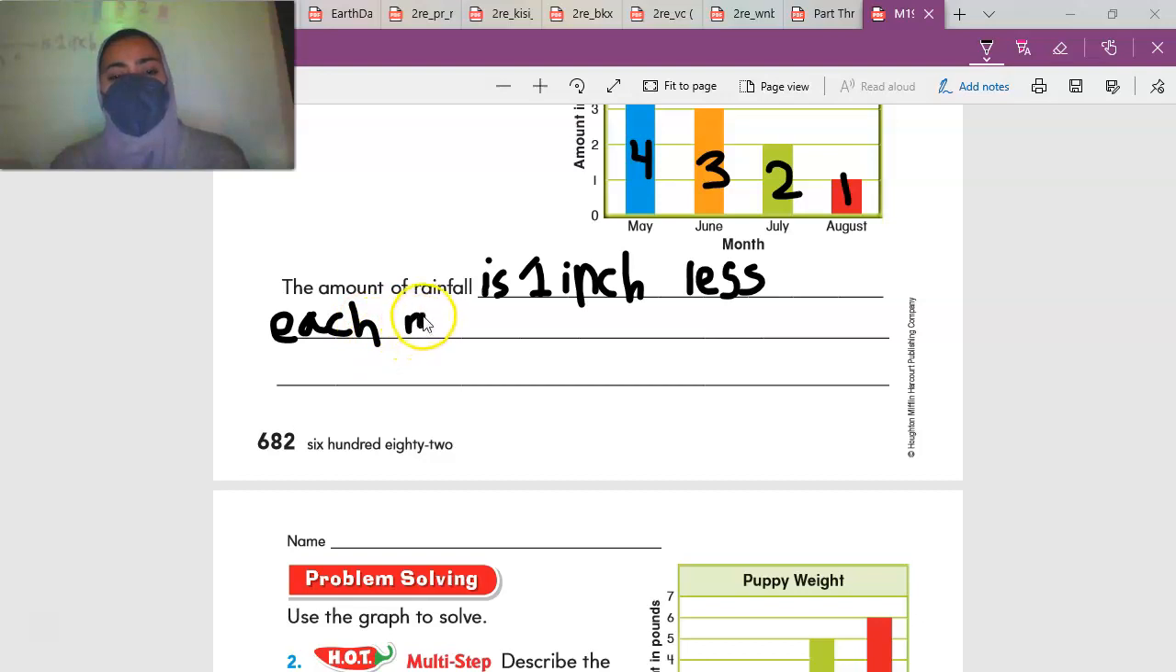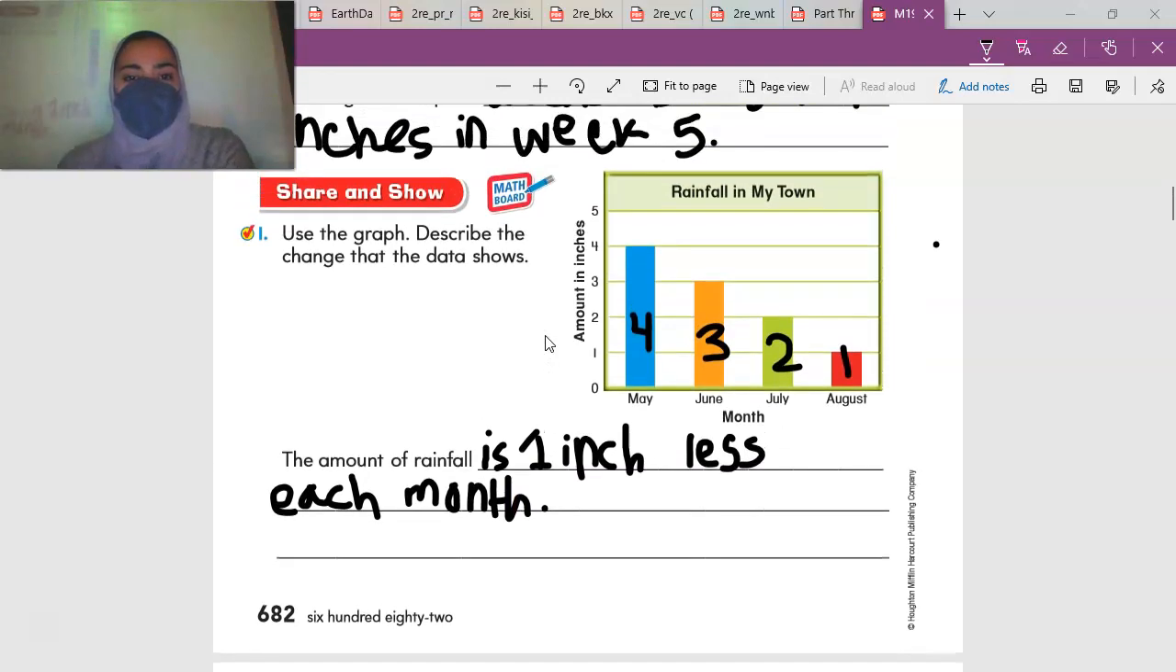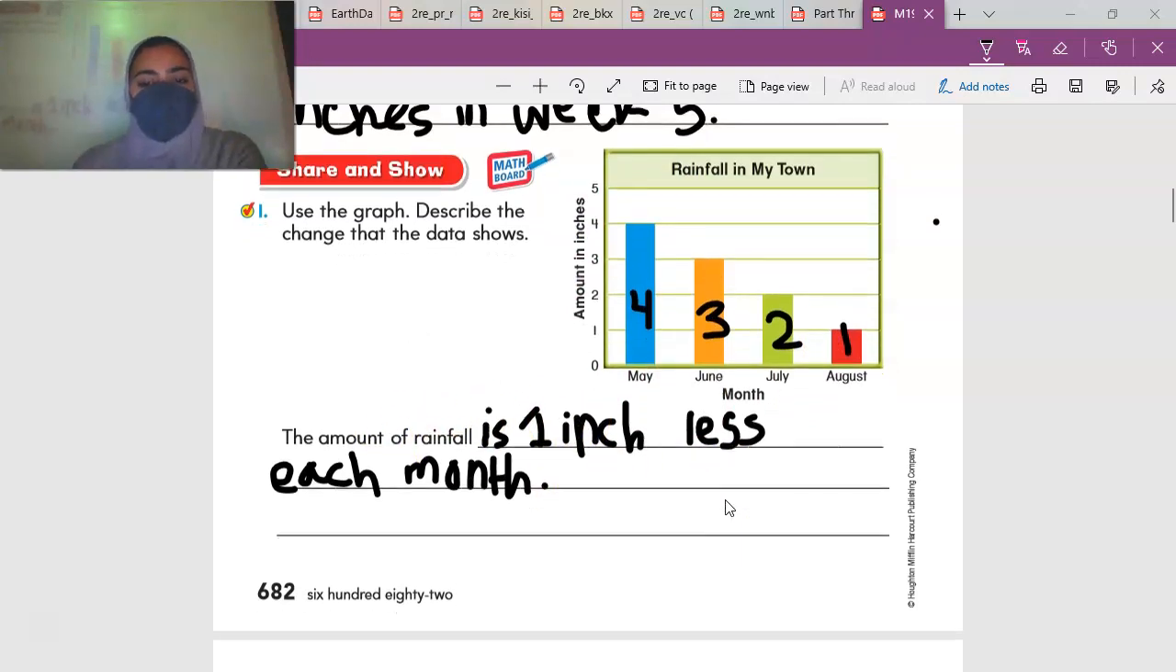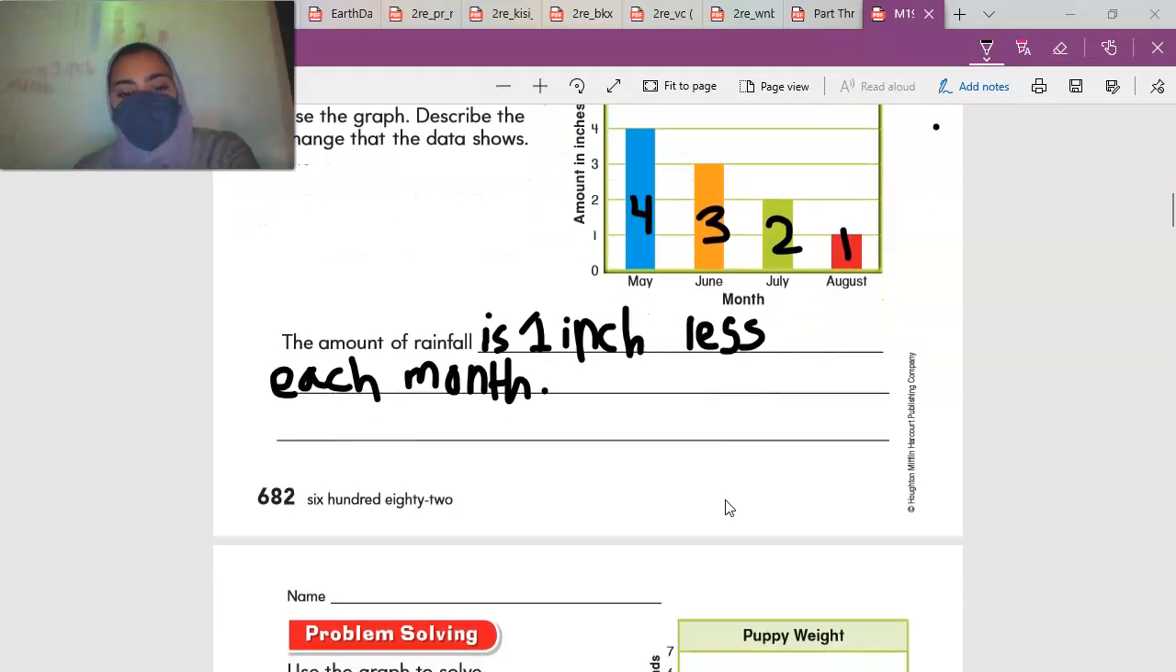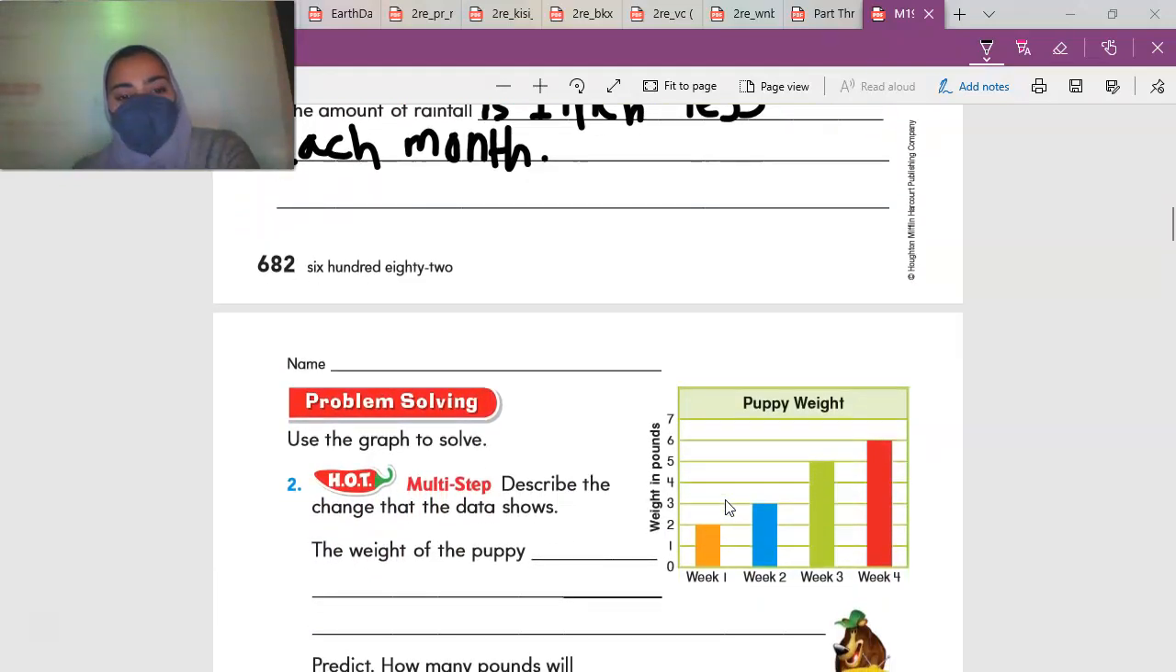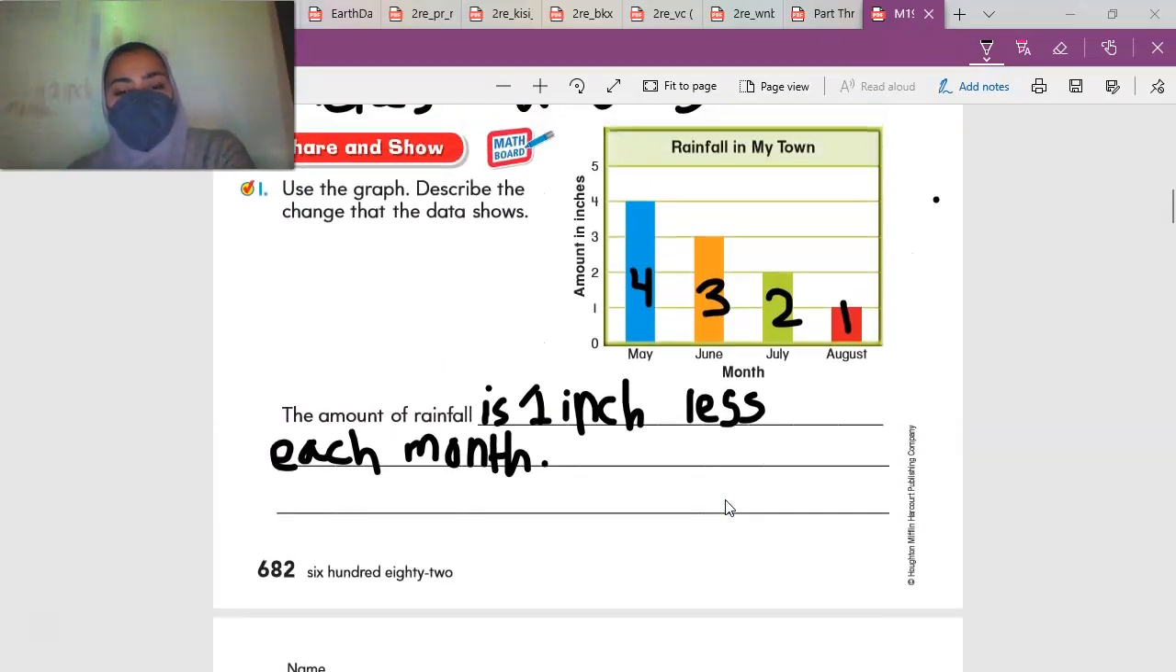So if you look on number 1, it doesn't even ask you a question. It just tells you complete the sentence. So you have to analyze the bar graph and then look at the changes and then write it down. The amount of rainfall, what about it? Is 1 inch less each month. If you want to go further with that, you can, and you can say it rained the most in May and the least in August.